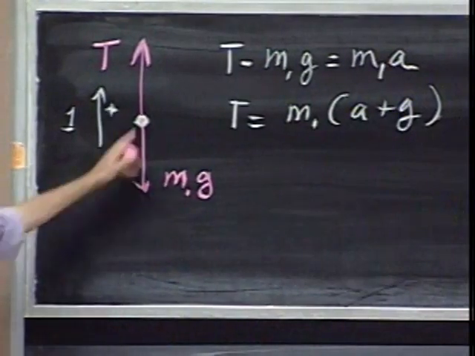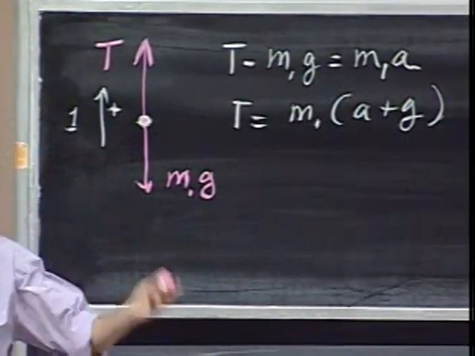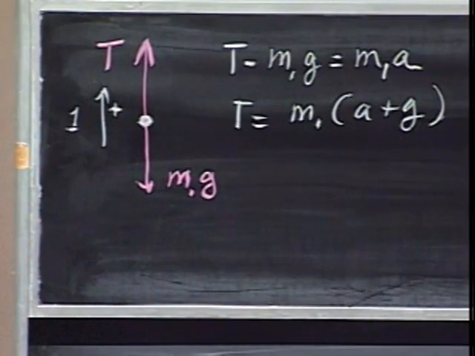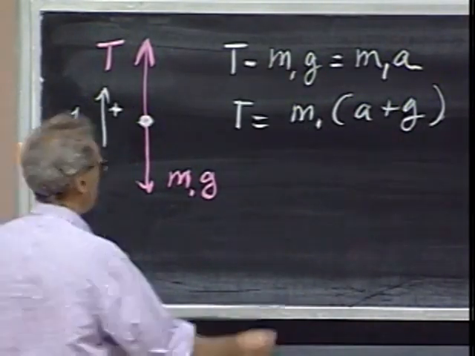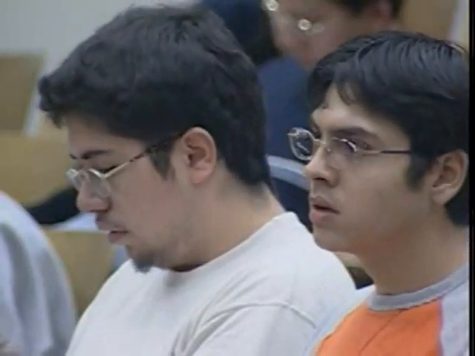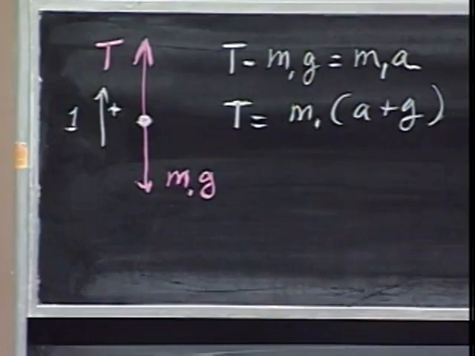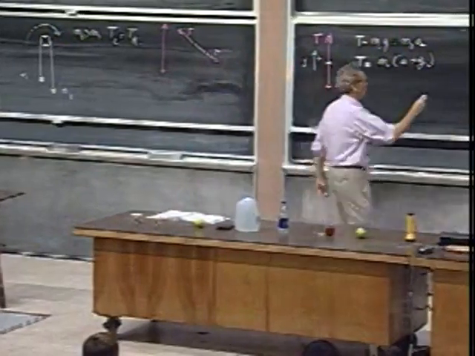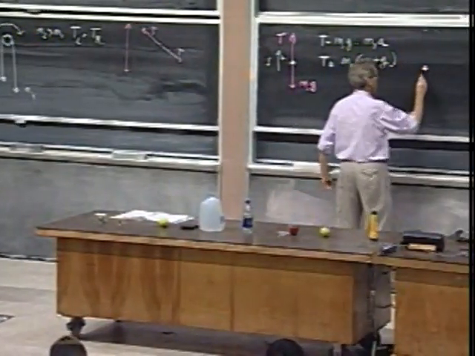This one is being accelerated upwards. Notice it gains weight. That's the tension. And this is the acceleration. I have one equation with two unknowns. So I can't solve it yet. But there is another one. There is number 2 here.